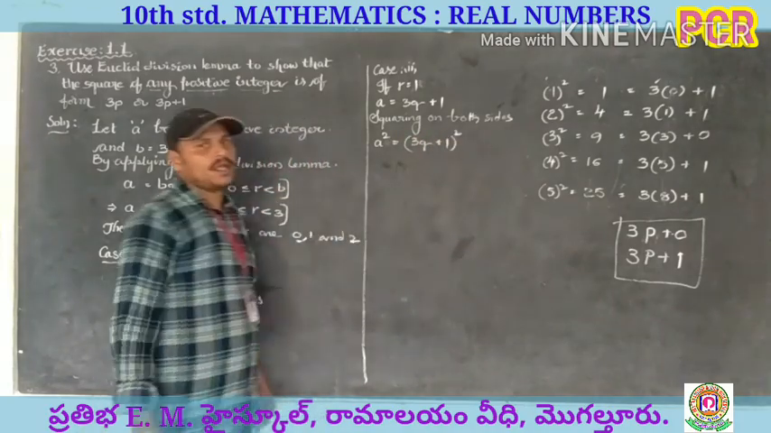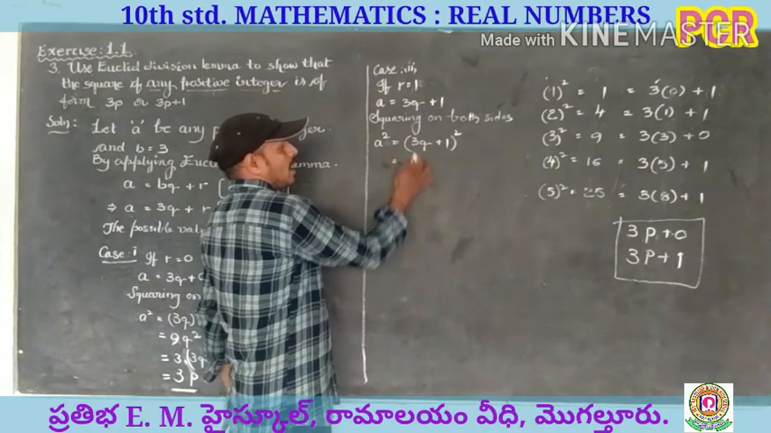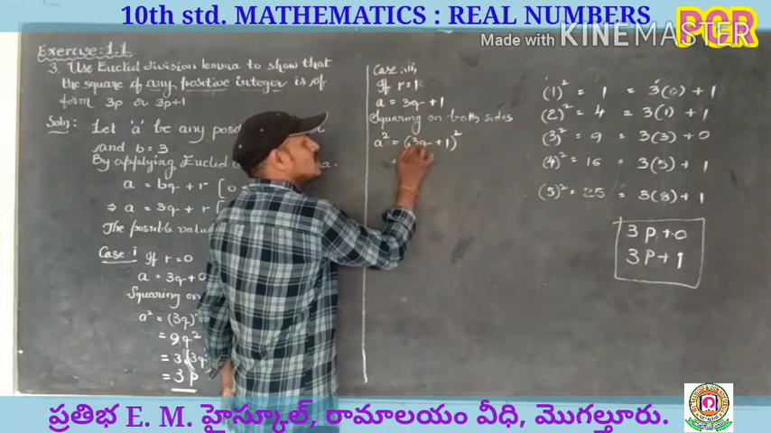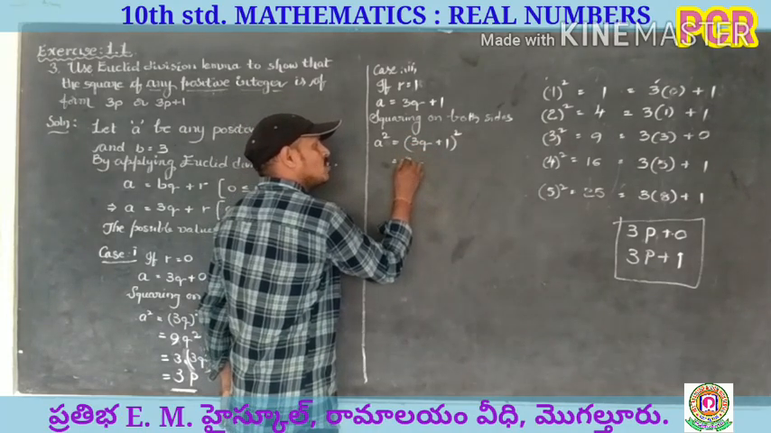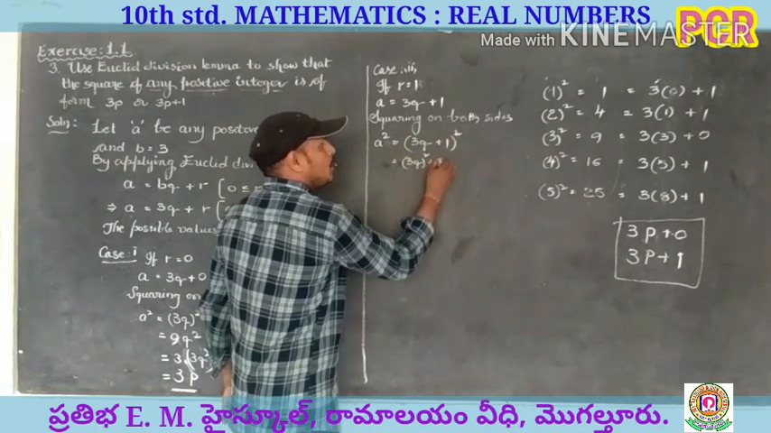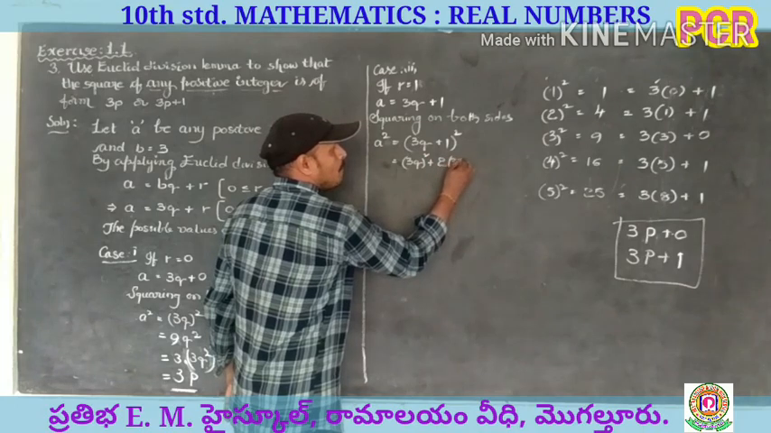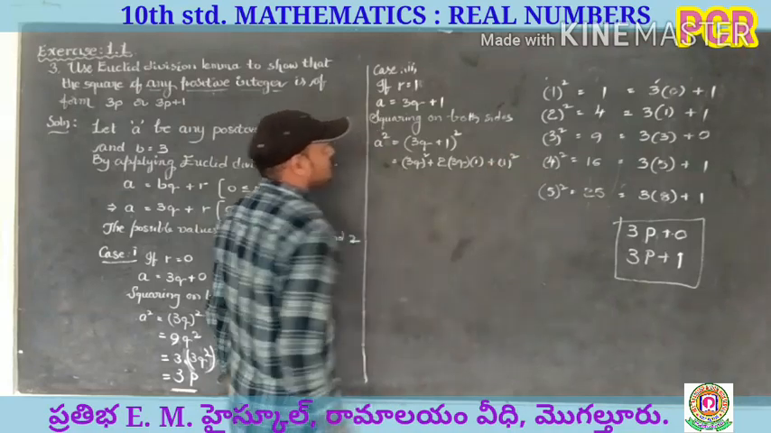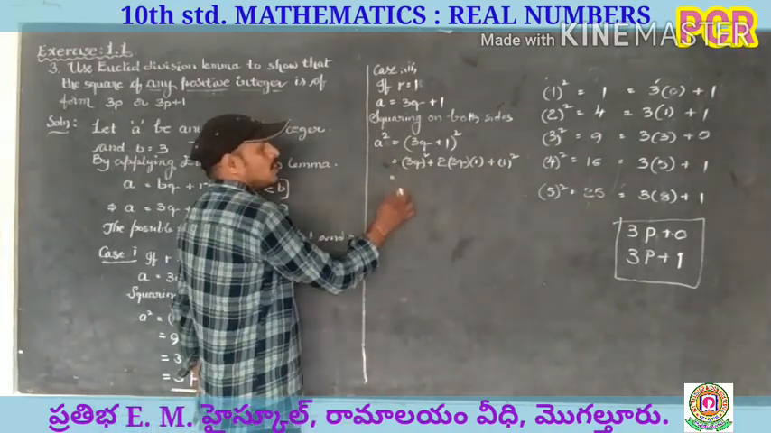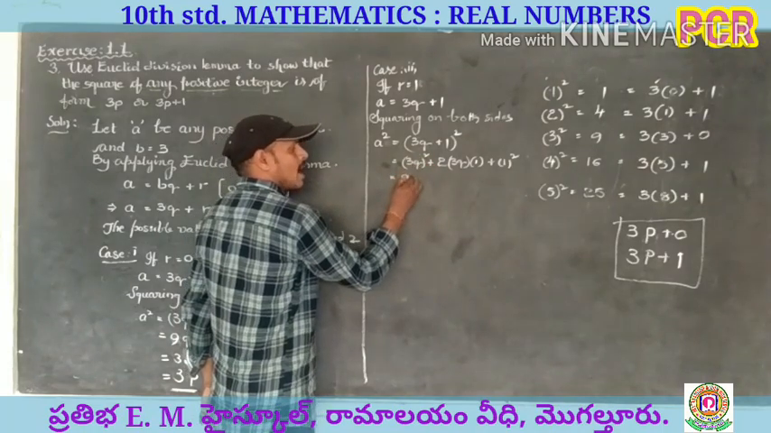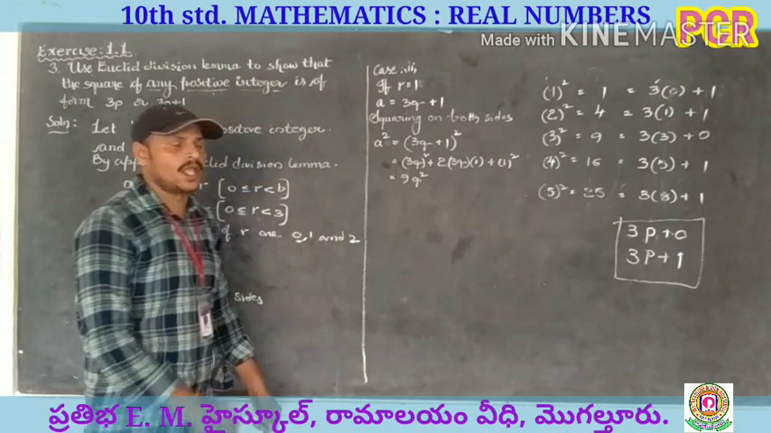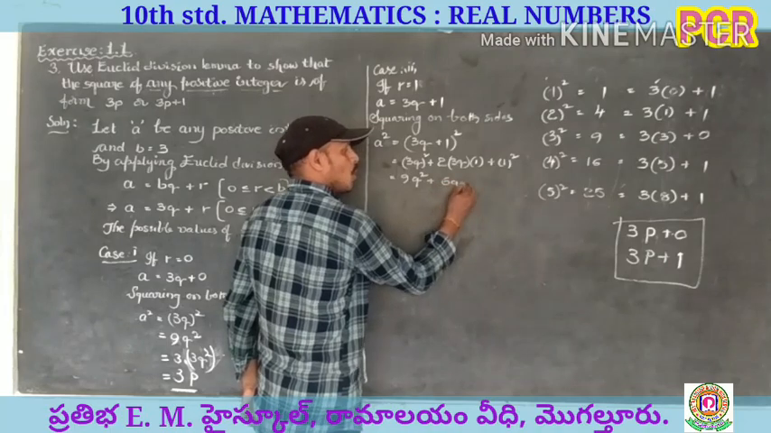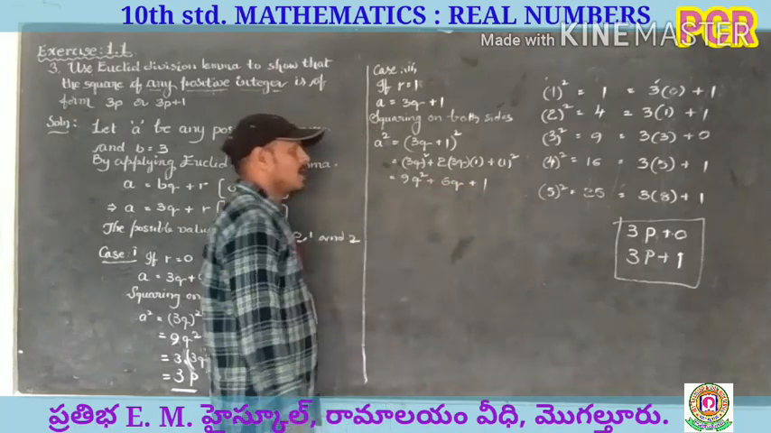Now expand this in the (a plus b) whole square form. a square means (3q) whole square, plus 2ab, 2 into a means 3q, b means 1, so 2ab, plus b square means 1 square. (3q) whole square means 9q square, 2 threes are 6q into 1, that means 6q, plus 1 square means 1.